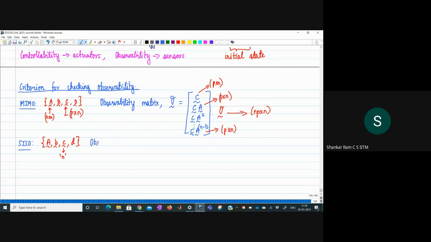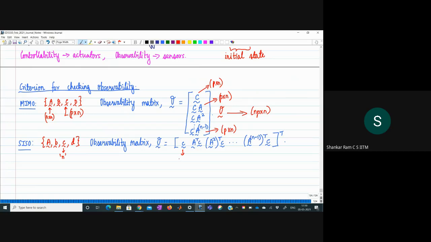The observability matrix is defined as the transpose of the matrix with C, A transpose C, A squared transpose C, all the way till A power n minus 1 transpose C. So that is the observability matrix for a SISO system.